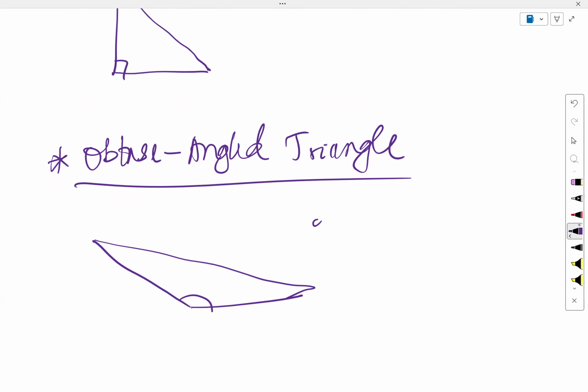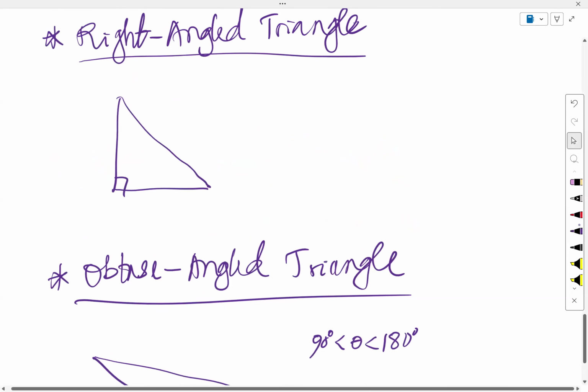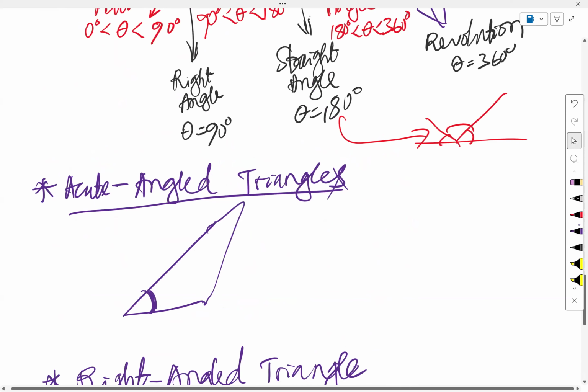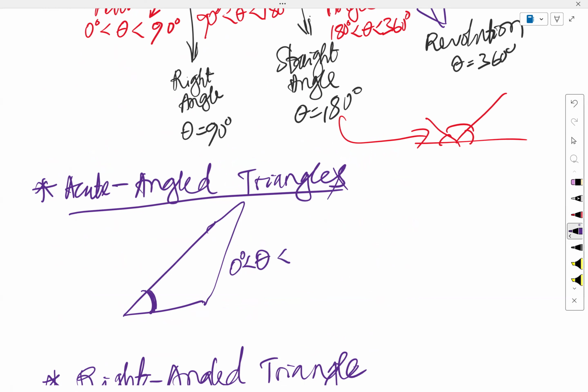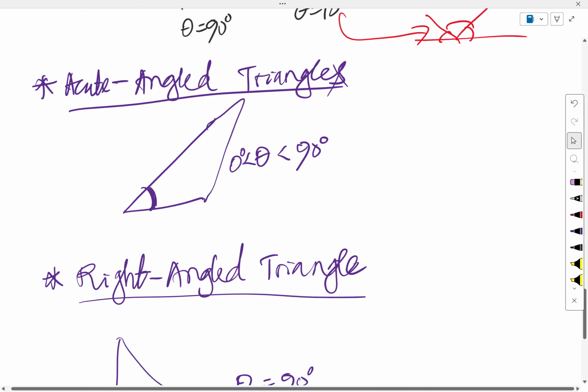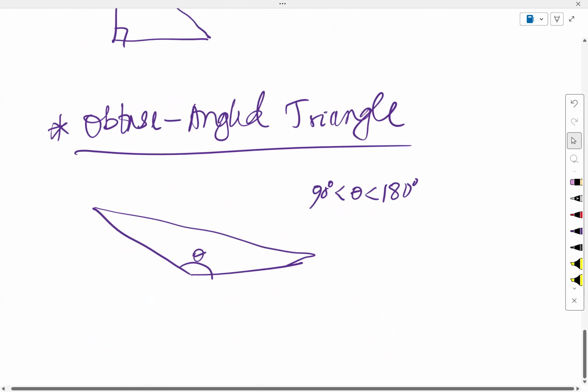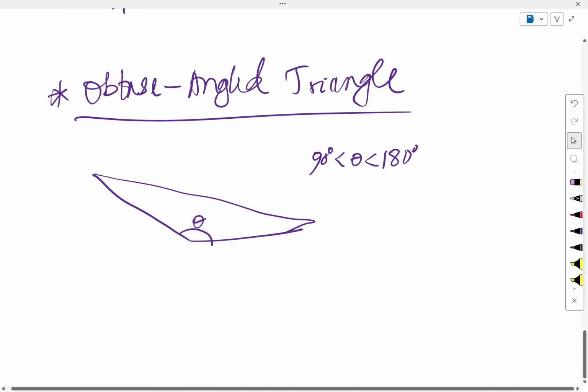Because you have here 90 degrees is less than theta is less than 180 degrees. So this theta now is between 90 and 180 degrees. And here theta is just 90 degrees because it is a right angled triangle. Here you have 0 degrees less than theta less than 90 degrees, like that. That's an acute angled triangle. Right angled triangle, theta is 90. Obtuse angled triangle, theta is between 90 degrees and 180 degrees.